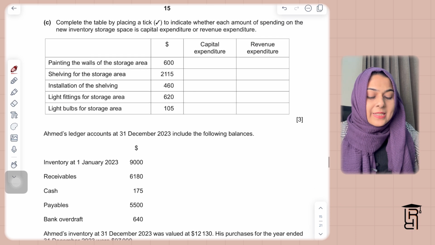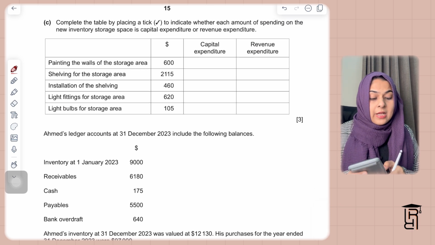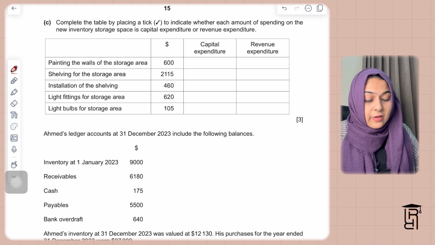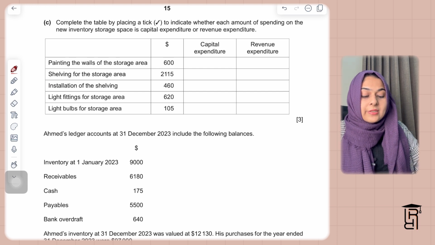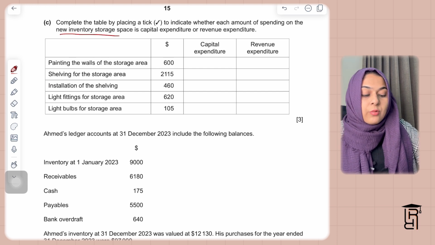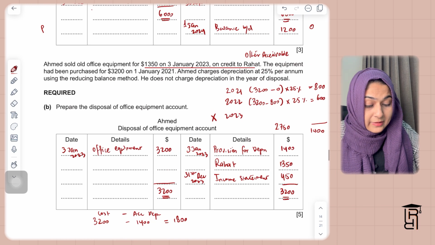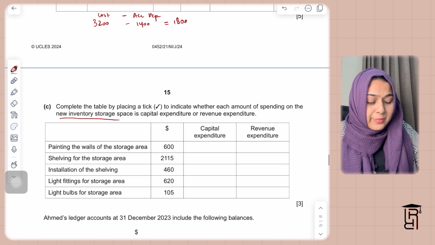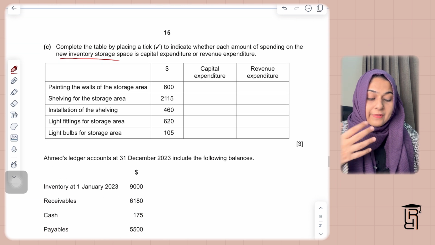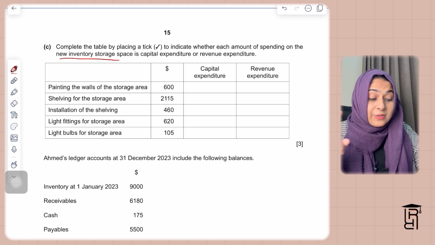Okay. In the next part, they are saying complete the table by placing a tick to indicate whether each amount of spending on the new inventory storage space. So there is a new inventory storage space which Ahmed is basically making for storing more inventory. What is the amount of spending on new inventory storage space? Is it capital expenditure or is it revenue expenditure?